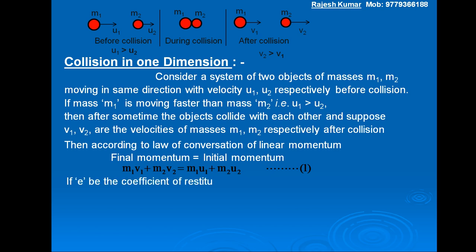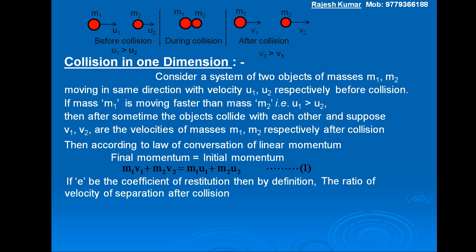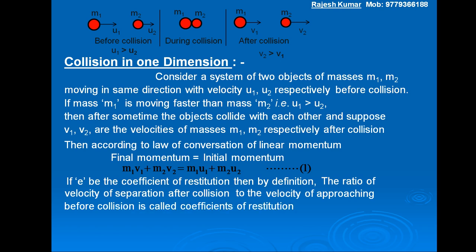Now, if E is the coefficient of restitution, then by definition, the ratio of the velocity of separation of the colliding objects after collision to the velocity of approach of the colliding objects before collision is called the coefficient of restitution and is given by E is equal to (v2 minus v1) upon (u1 minus u2), or v2 minus v1 is equal to E into (u1 minus u2). Let it be equation number 2.